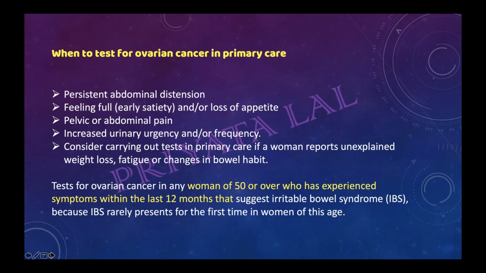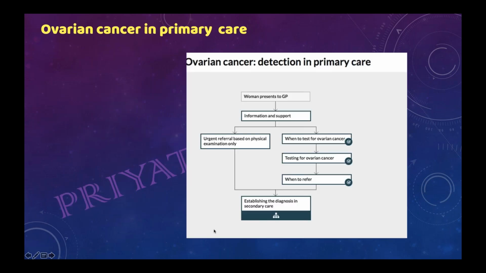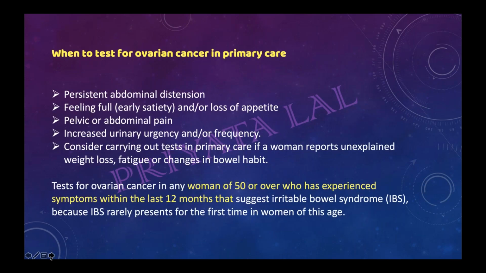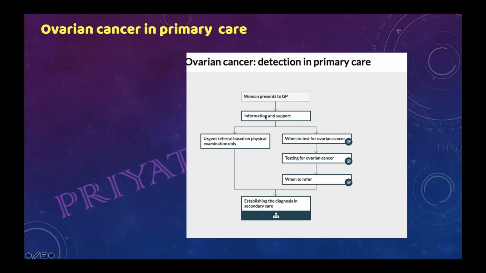With these symptoms, the patient usually comes to the GP. So what will the GP do first? The GP will do the physical examination. This part is important, because if the question asks what the next step is, the answer will be physical examination. With these symptoms suggesting ovarian cancer, the patient will go to the GP, the GP will take the information and then do the physical examination. And if on physical examination there is a suggestion of ovarian cancer, there will be direct referral.